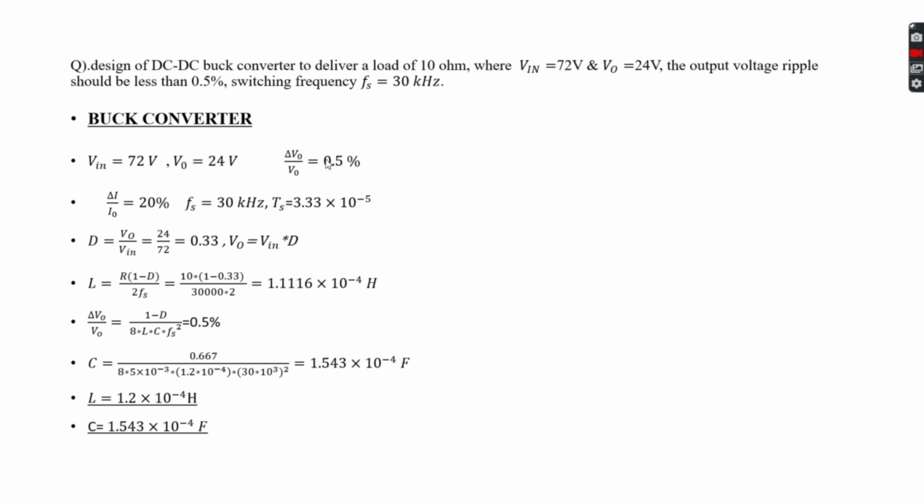The basic formula for the buck converter output voltage is V0 equal to D times Vin. From that value, we obtain the duty ratio. By using other formulas, we can obtain the inductor and capacitor shown in the figure. In this case, the switching frequency is Fs equal to 30 kHz. So our time period is 1 by Fs, which is shown here. Based on these values, we can design the buck converter in MATLAB.